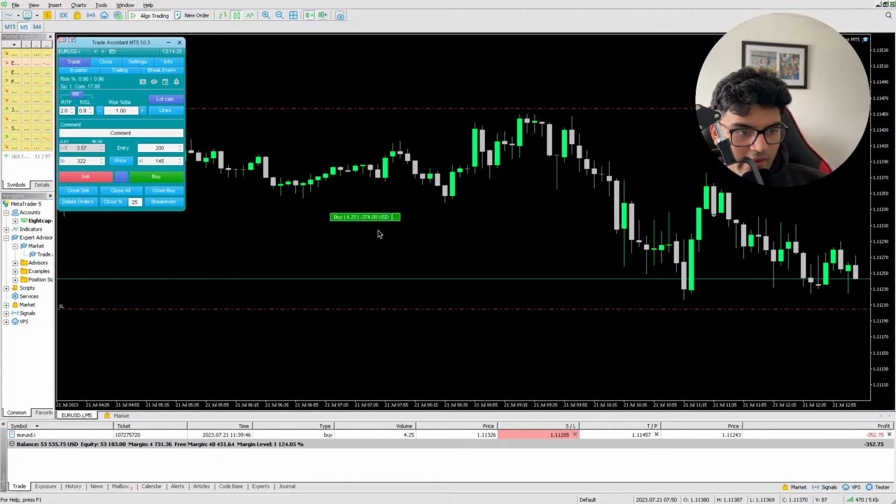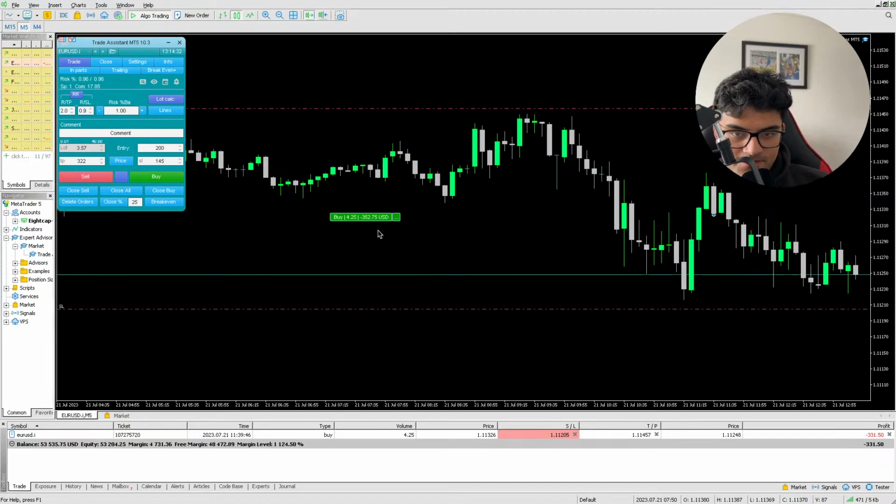Price is just very, very indecisive. It showed a lot of momentum when we broke structure. After that, it's just been playing with my psychology.